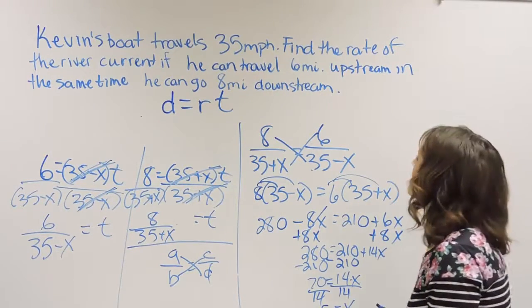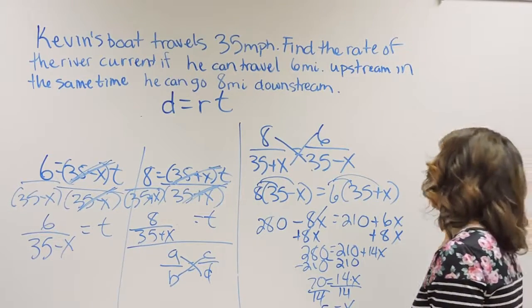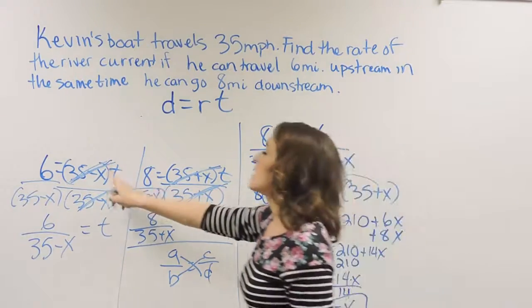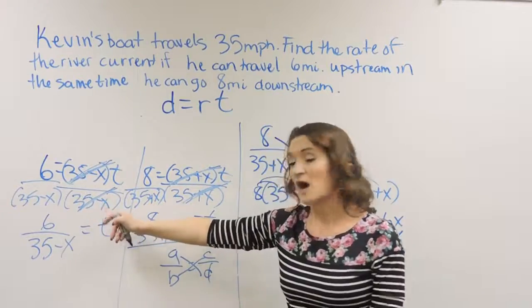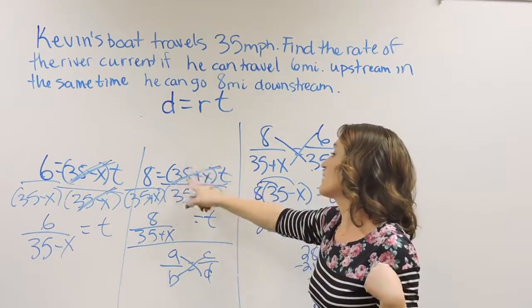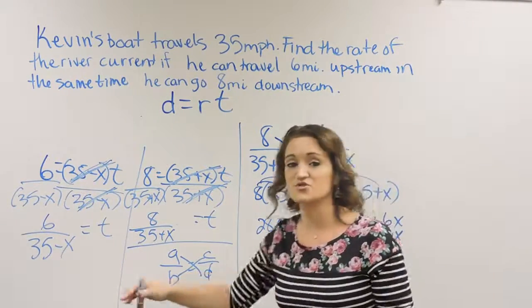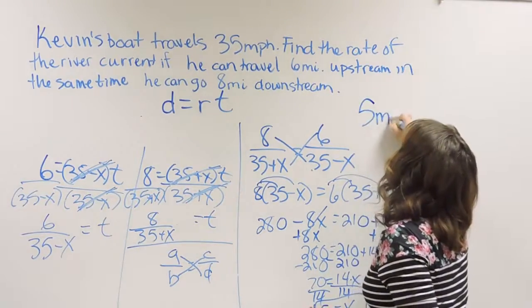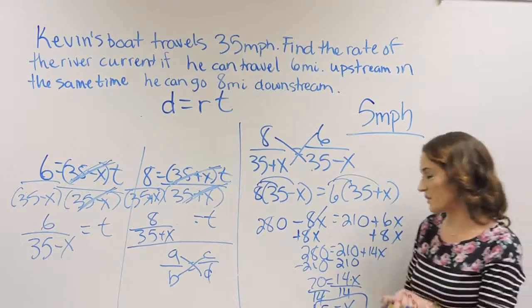So going back up, we need to find the rate of the river current. Remember, x represents the river current. So 35 miles an hour minus 5 miles an hour when we're going upstream, or 35 miles an hour plus 5 miles an hour, so 45 miles if we're going downstream with the current. So otherwise, 5 miles per hour is the current of the river here.